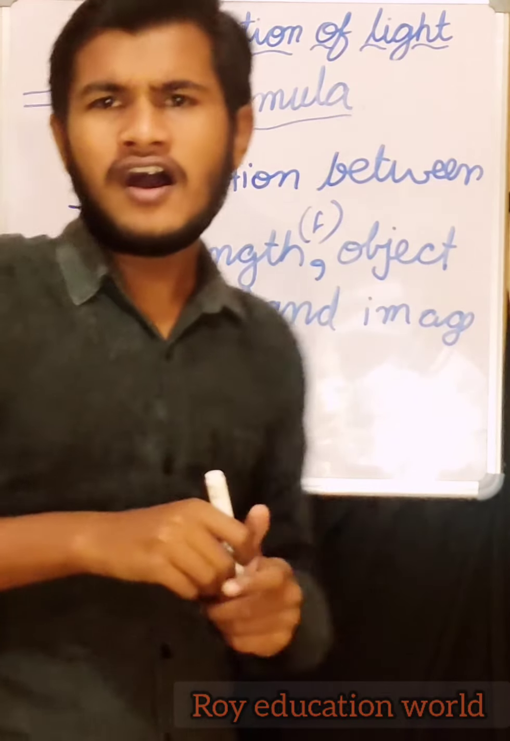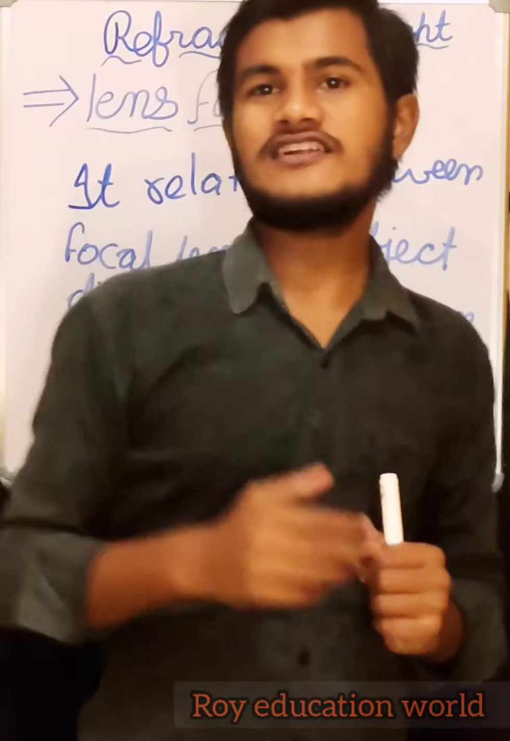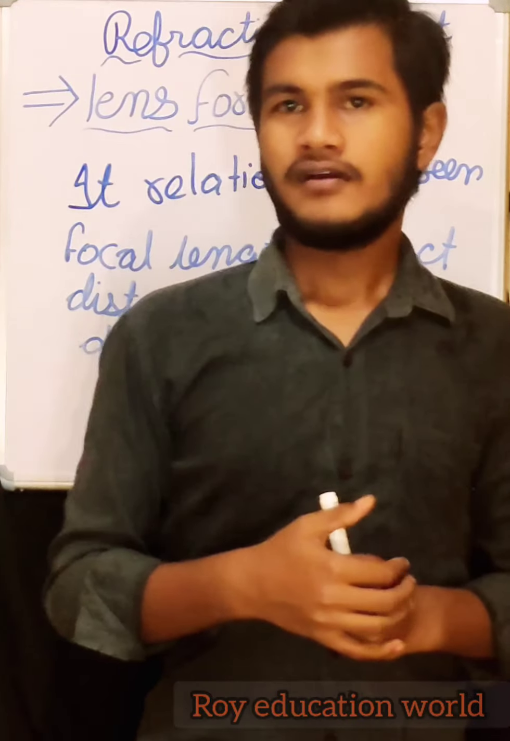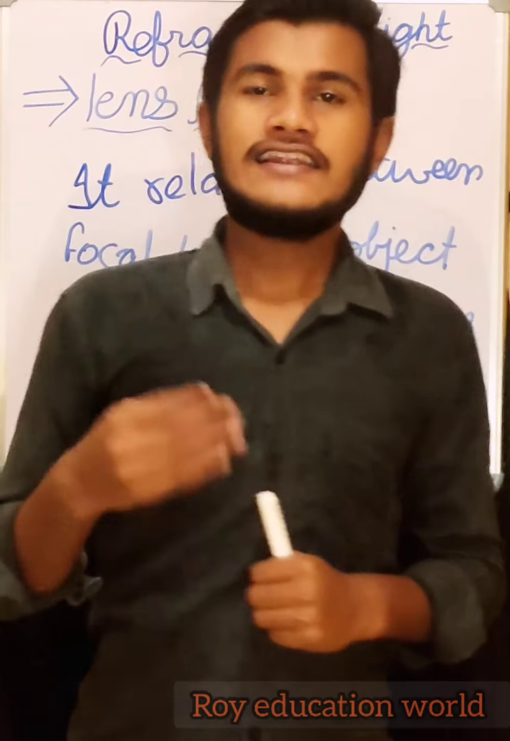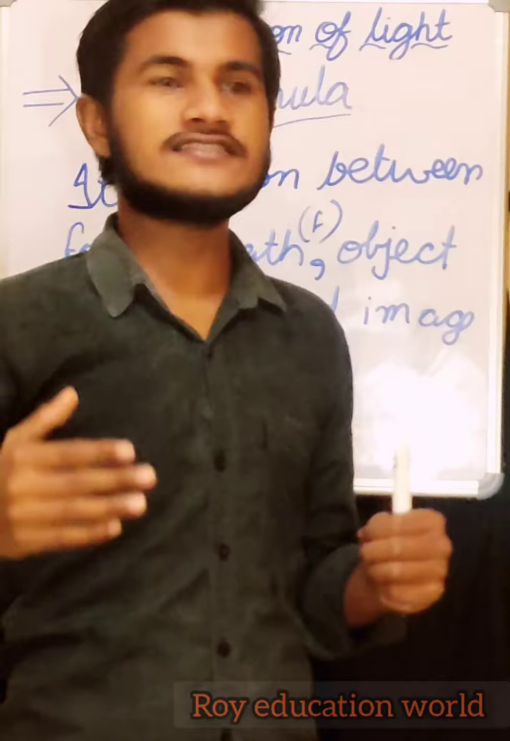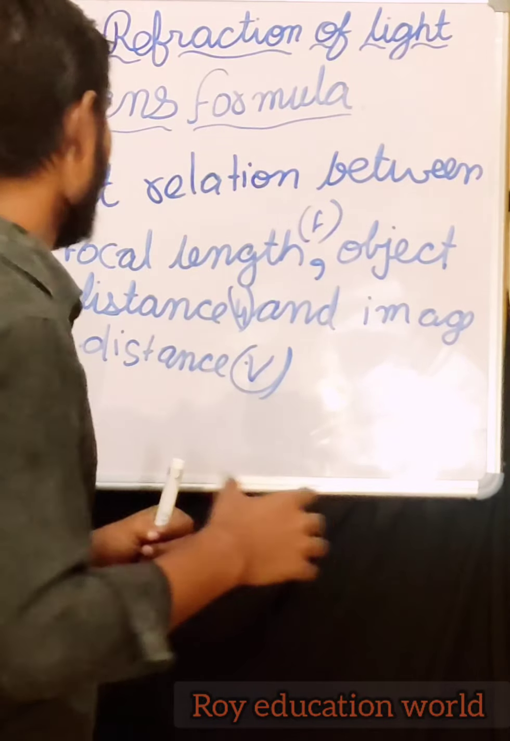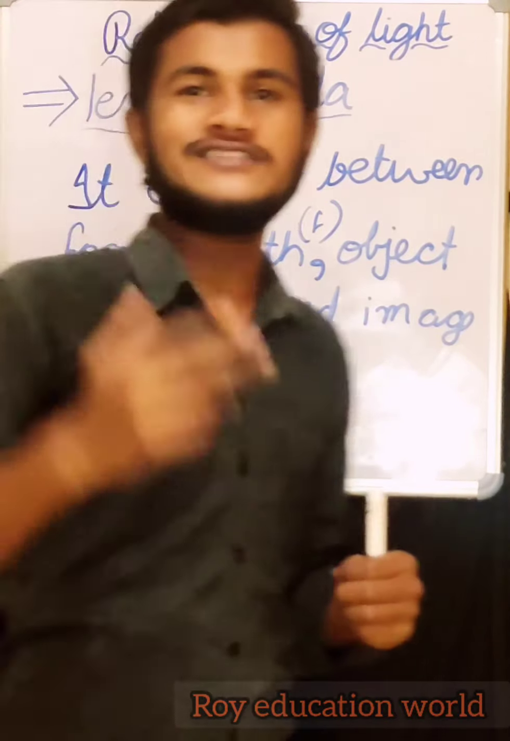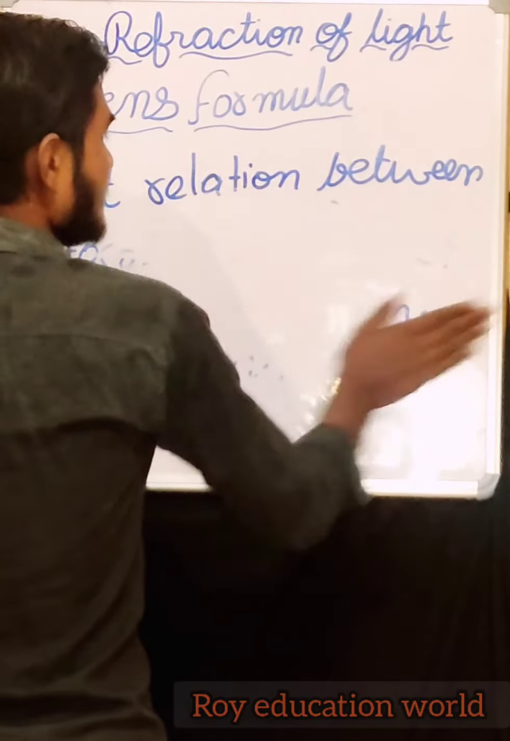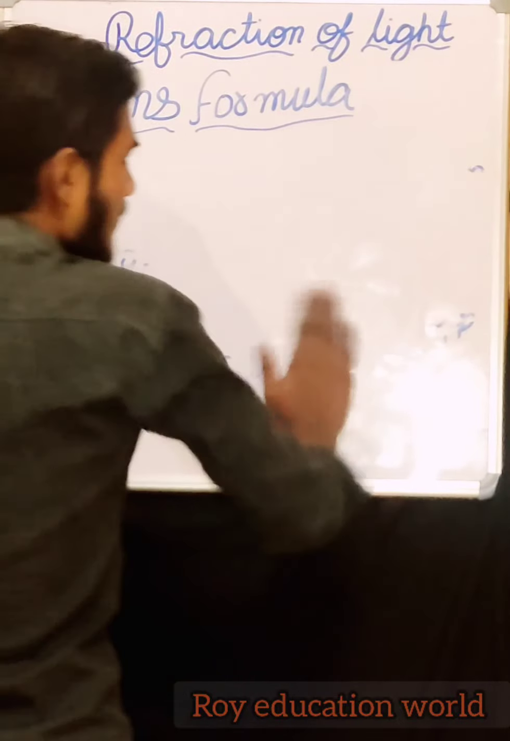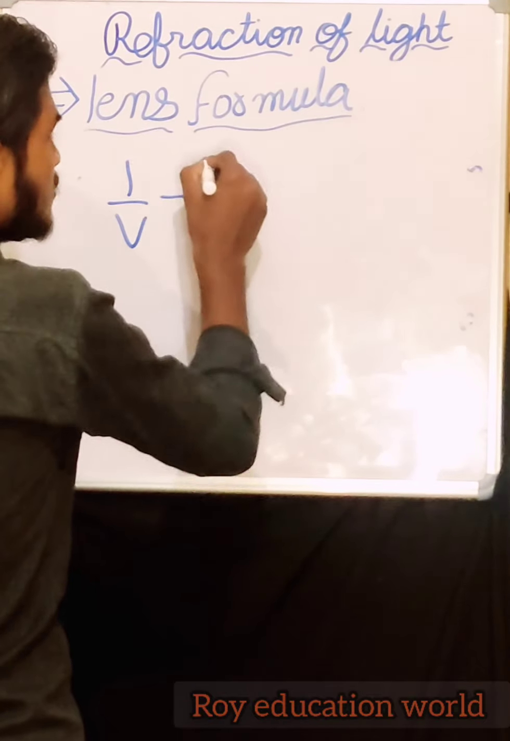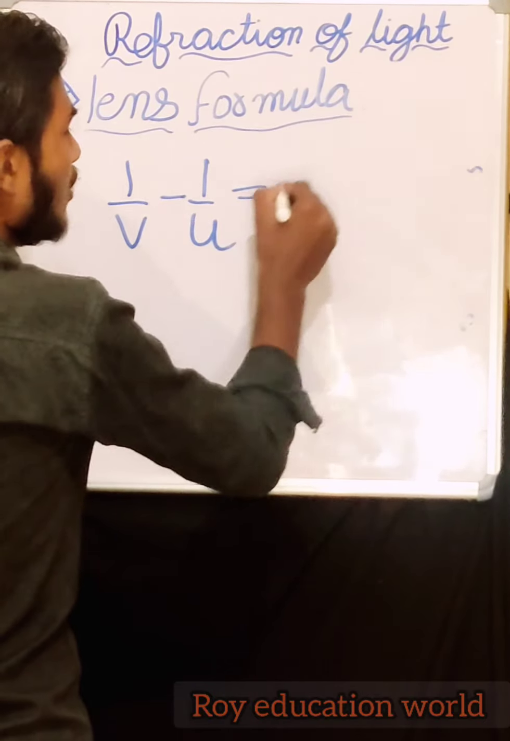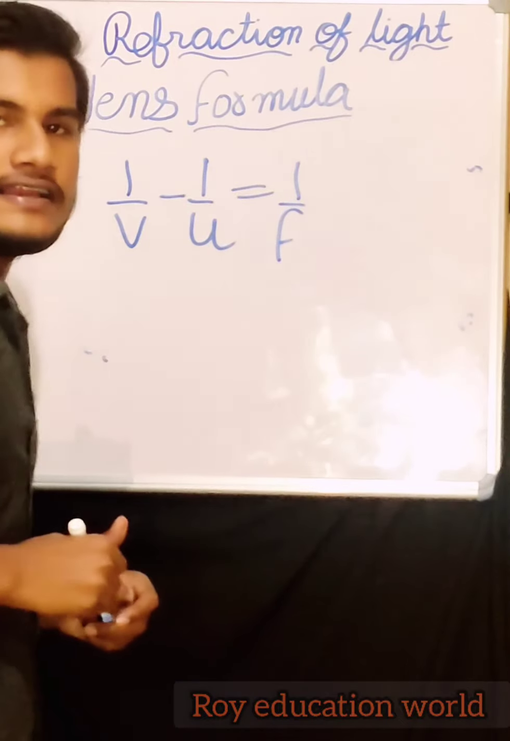Now see what type of relation they have. There are different types of relation in mathematics. Let us see the type of relation which the lens formula gives between focal length, object distance and image distance. The relation given by the lens formula is 1 by v minus 1 by u equal to 1 by f.